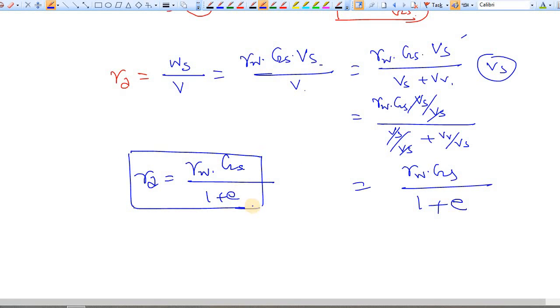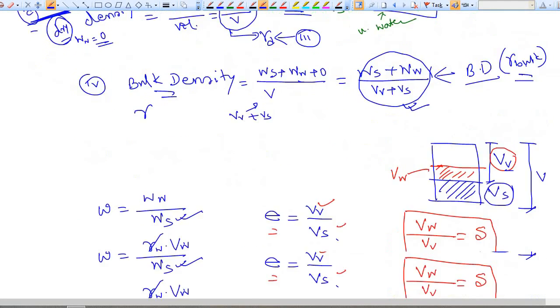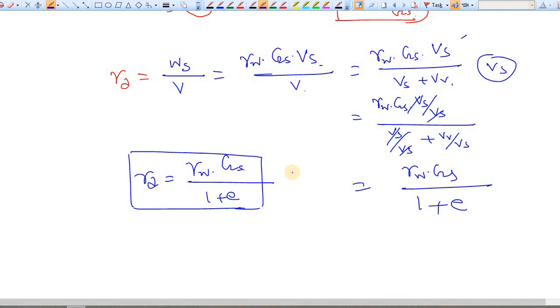You can derive many more terms, let's say bulk density, gamma bulk. You can derive this gamma bulk also by this type of relation. Okay, so that's all for this phase relation of soil. In the next video, we'll discuss soil classification, then how soil clay minerals are formed, then permeability, then seepage, and like that, with the shear strength of soil and compaction of soils, we'll complete this soil mechanics.